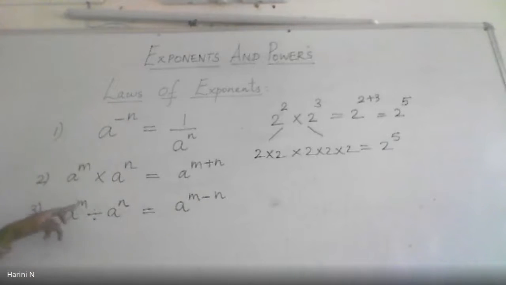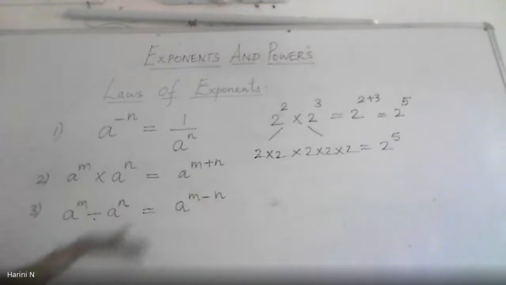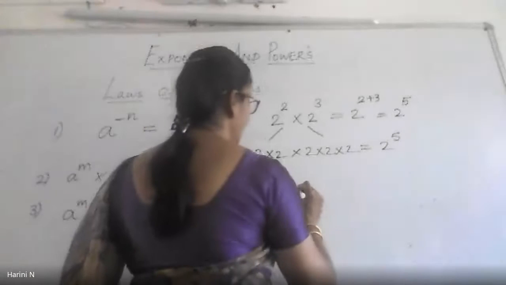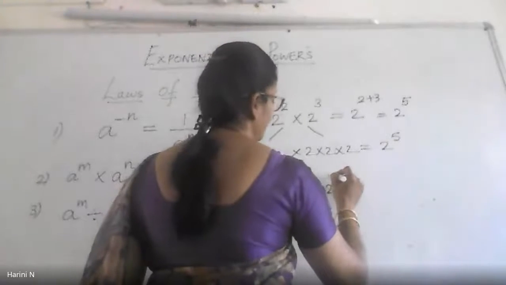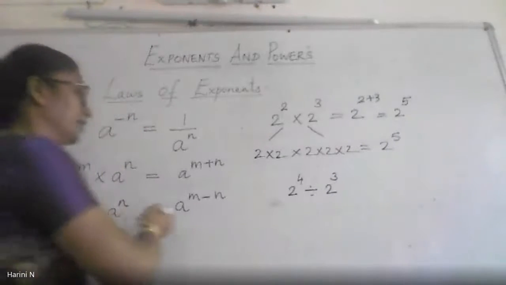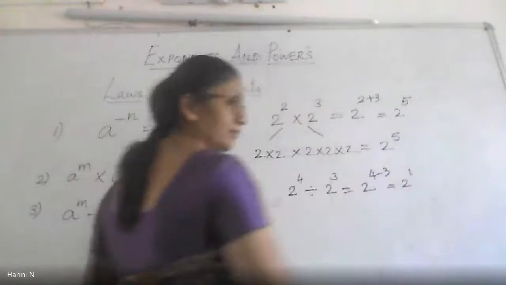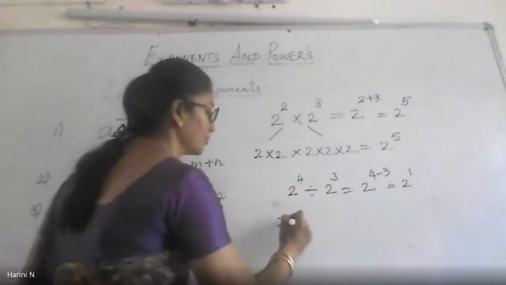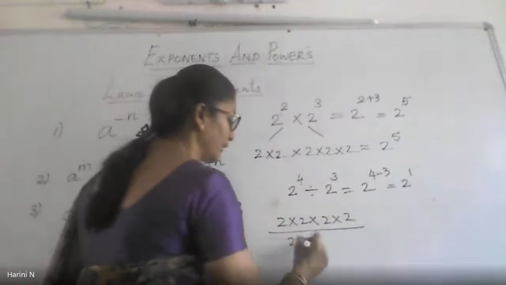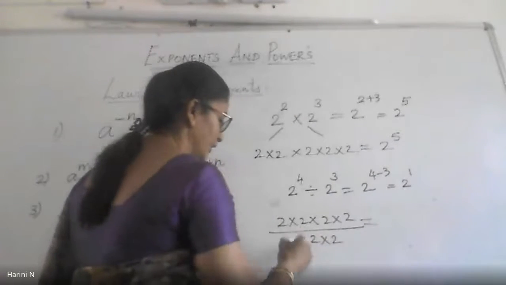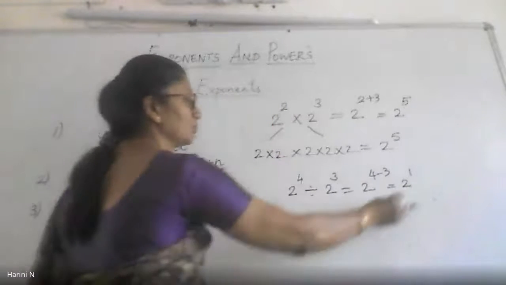A to the power m divided by a to the power n will be a to the power m minus n. Again, you can see it with the same example. Maybe I take 2 to the power 4 divided by 2 to the power 3. According to the law, it will be 2 to the power 4 minus 3, which is 2 to the power 1. Then expand: 2 to the power 4 will be 2 multiplied 4 times, divided by 2 cube, which will be 2 multiplied 3 times. So cancel. See what you are getting? Only 2. That's how you got 2 to the power 1.